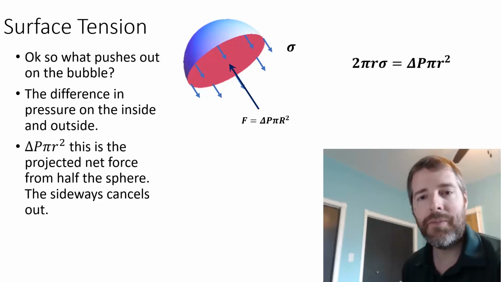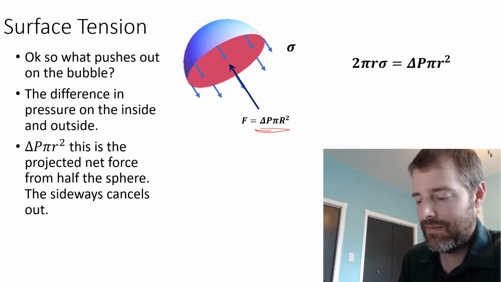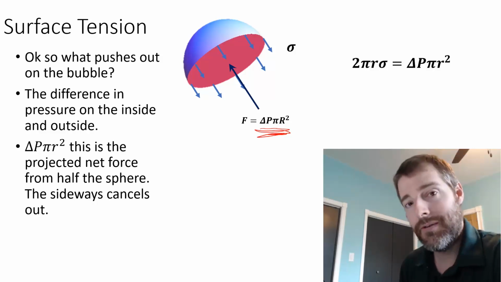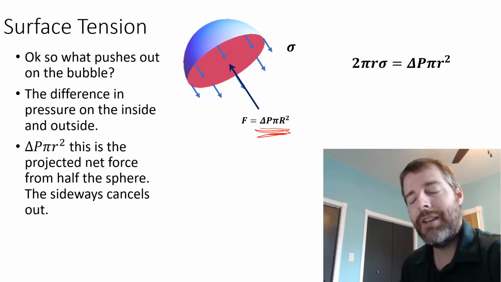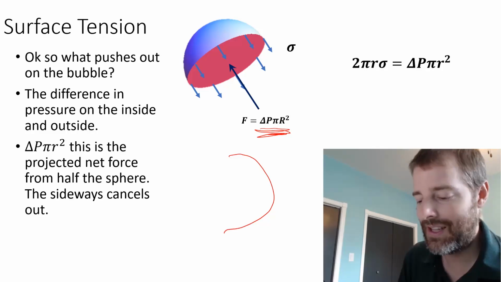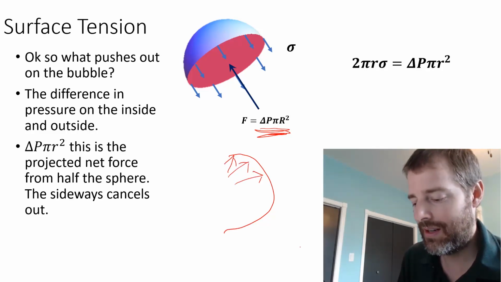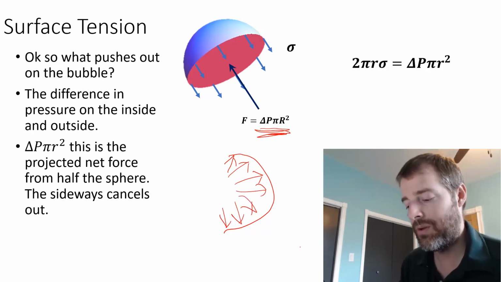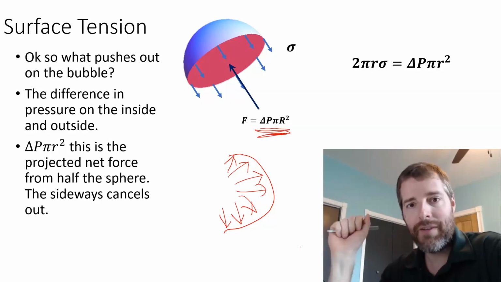All right, so here we can see that the force is just this. It's the change in pressure, so the gauge pressure from the inside to the outside times pi r squared. Now why is it pi r squared? It's because if you were to look at the hemisphere from the side, you would see that the force is like this on the inside, right? It's supposed to be uniform and going all the way around the bubble. So it's evenly distributed around that bubble.